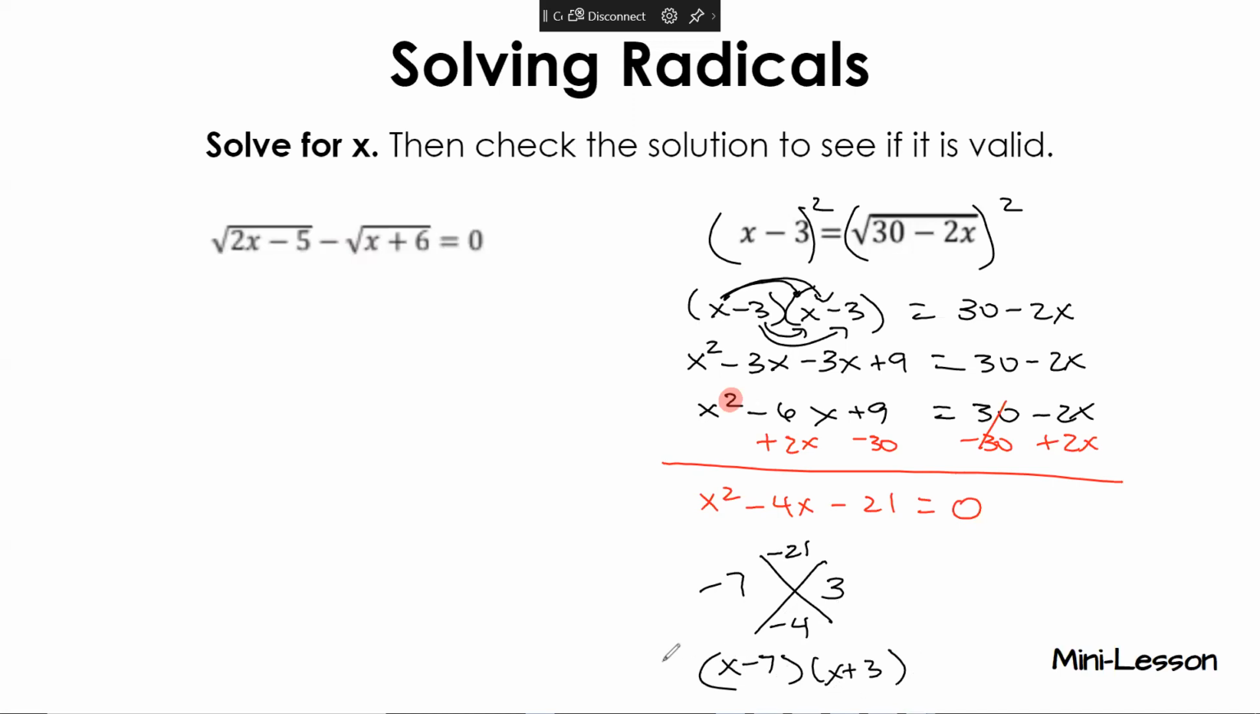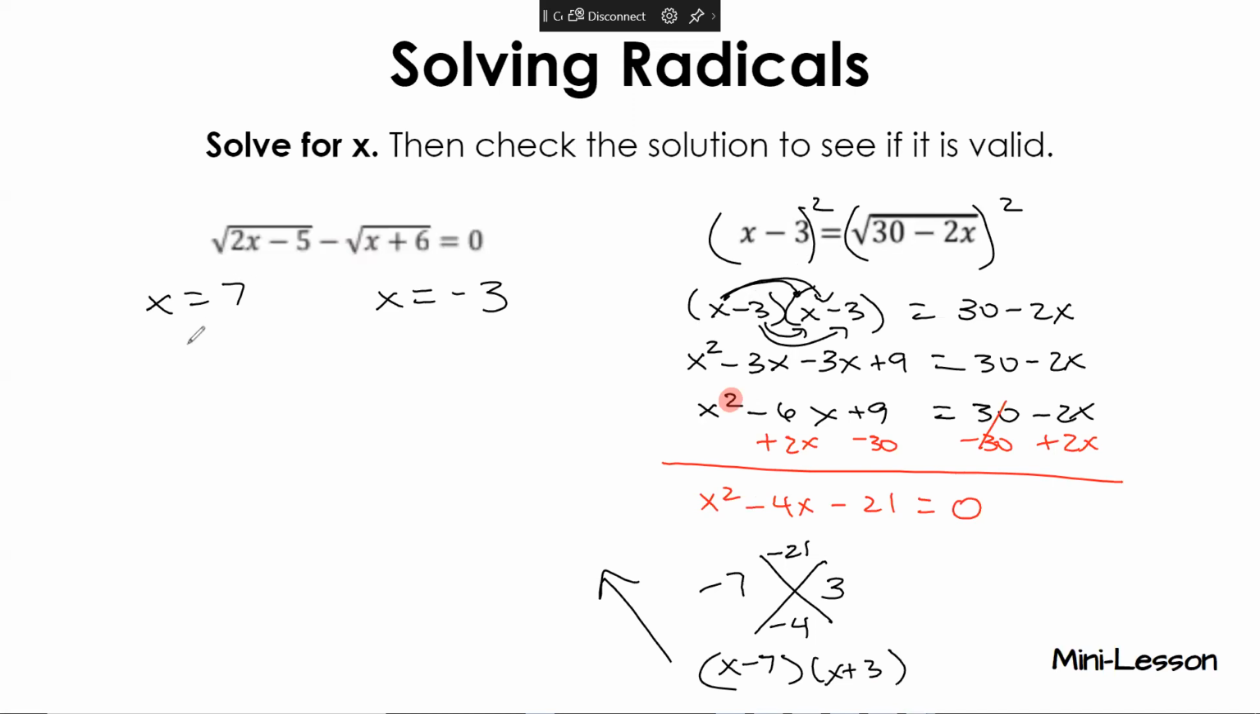Set them equal to 0 and solve, or just switch the sign. So that means that X is going to equal 7, and then X is also going to equal negative 3. Here's the catch. You now have to check this twice. You can use Desmos for that, for sure, but you want to plug back into the original. That's one thing that a lot of people mess up on.